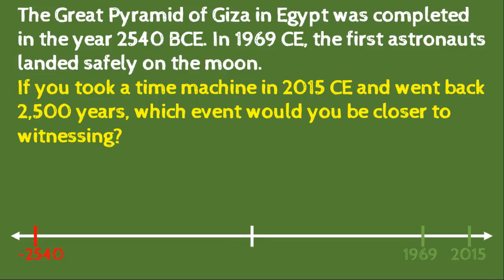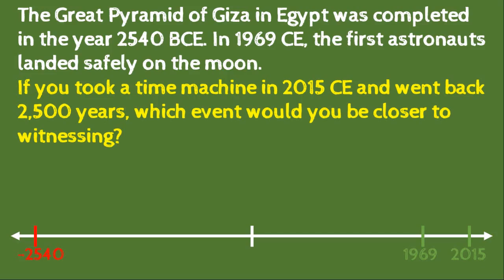Now, this can also be represented on a number line because there are a lot of large numbers here. The first information we have is that at the year 2540 BCE, the Great Pyramid of Giza was completed. So we can represent that at the bottom as minus 2540. We also are given that in 1969, the first astronauts landed safely on the moon. So that is positive 1969.